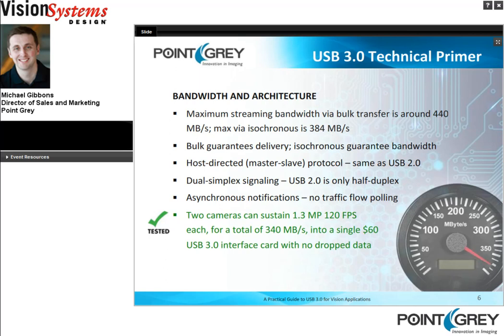With USB 3, we've changed to asynchronous notifications. So the camera will asynchronously notify the host that it has data available to send. And there you can see one of the things that we've tested in terms of throughput. This is a basic desktop test where we ran 340 megabytes per second from 2 cameras into a single inexpensive interface card.